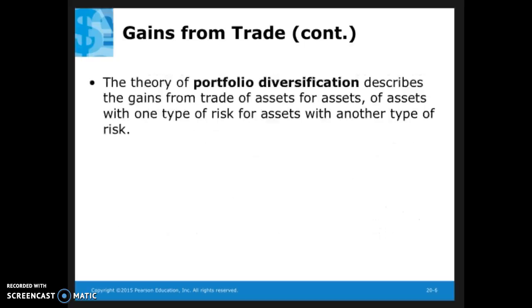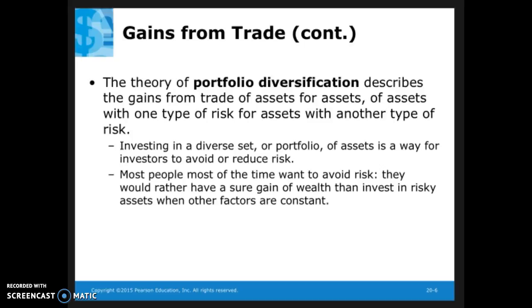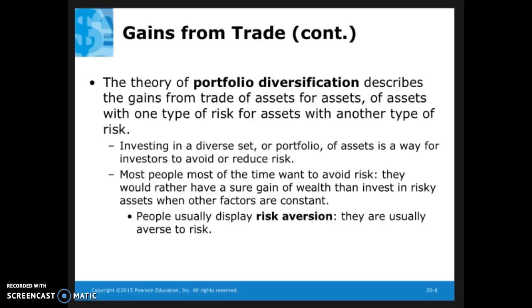We have the theory of portfolio diversification. This describes the gains from trade of assets for assets, of assets with one type of risk for assets with another type of risk. So investing in a diverse set or portfolio of assets is a way for investors to reduce or avoid risk. People usually display risk aversion.